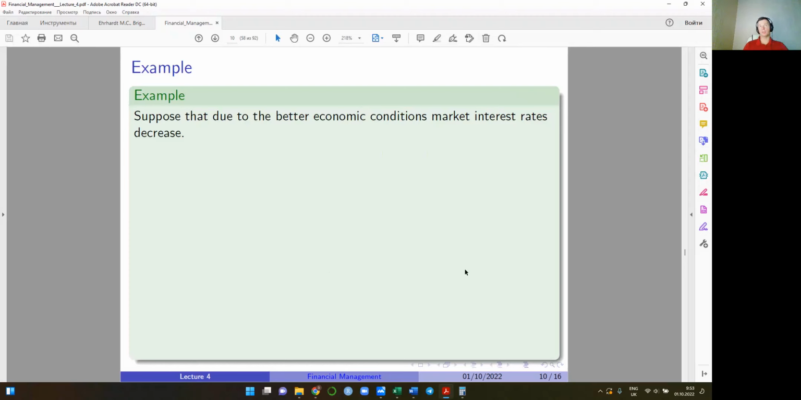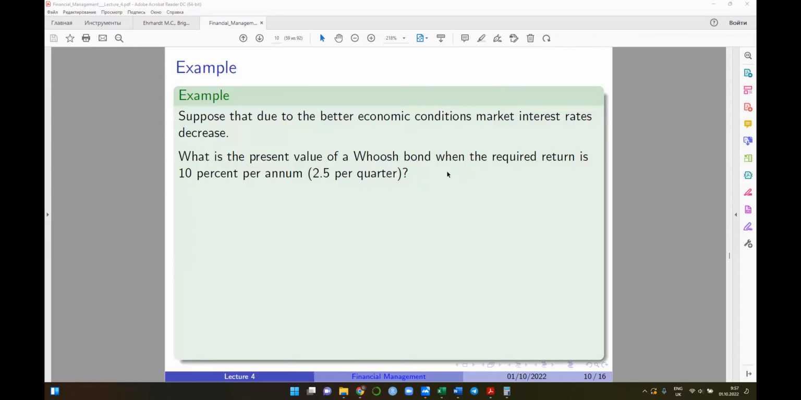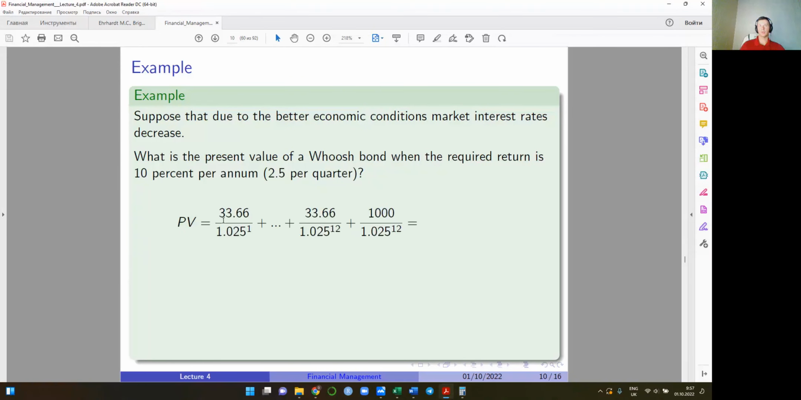Now, suppose that due to better economic conditions, market interest rates decrease. What is the present value of a WUSH bond when the required return is 10% per annum? Please calculate yourself what is going to be the present value if the interest rate changes to 2.5% per quarter. So just change 3% in the formula to 2.5% in order to get the result.